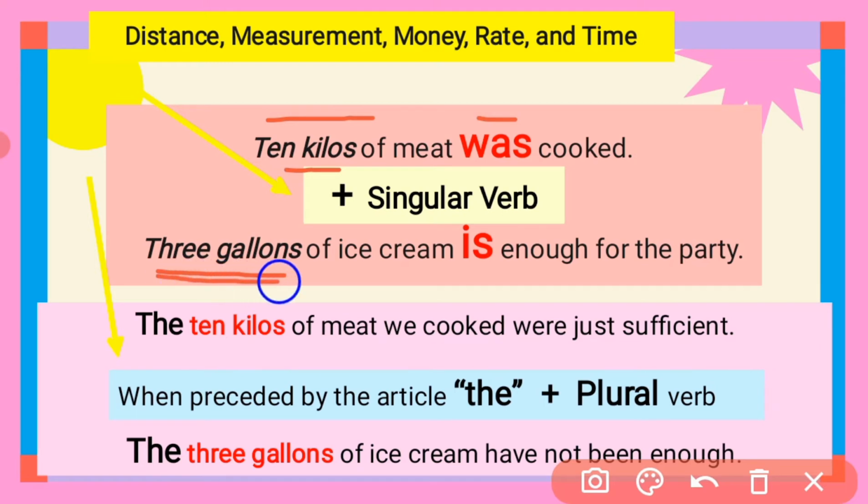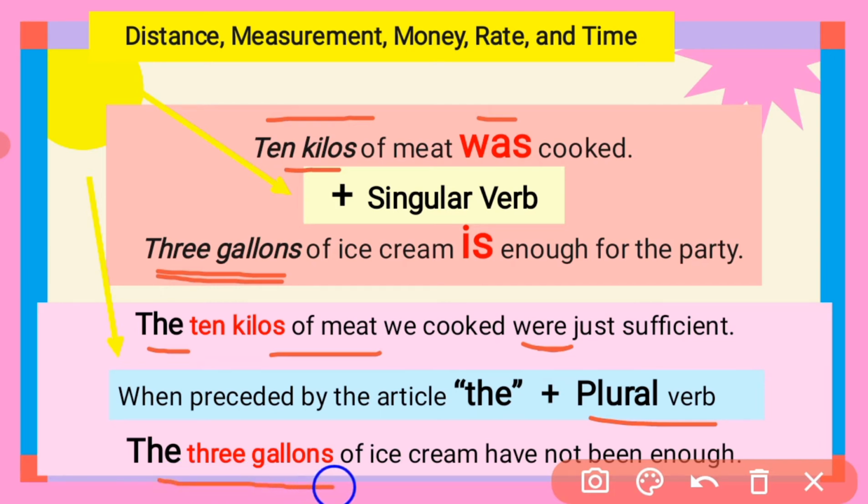So, may pagkakaiba dito. Kung lalagyan natin yan ng the, the 10 kilos of meat we cooked, magiging plural na siya. Kapag yung ating distance, measurement, money, rate, and time na yan ay preceded by the article the, kapag may the, kailangan niya ng plural verb. The 10 kilos of meat we cooked were just. Were ang ating verb na plural, since meron tayong article na the before ng distance, measurement, money, rate, at time. The 10 kilos of meat we cooked were just sufficient.